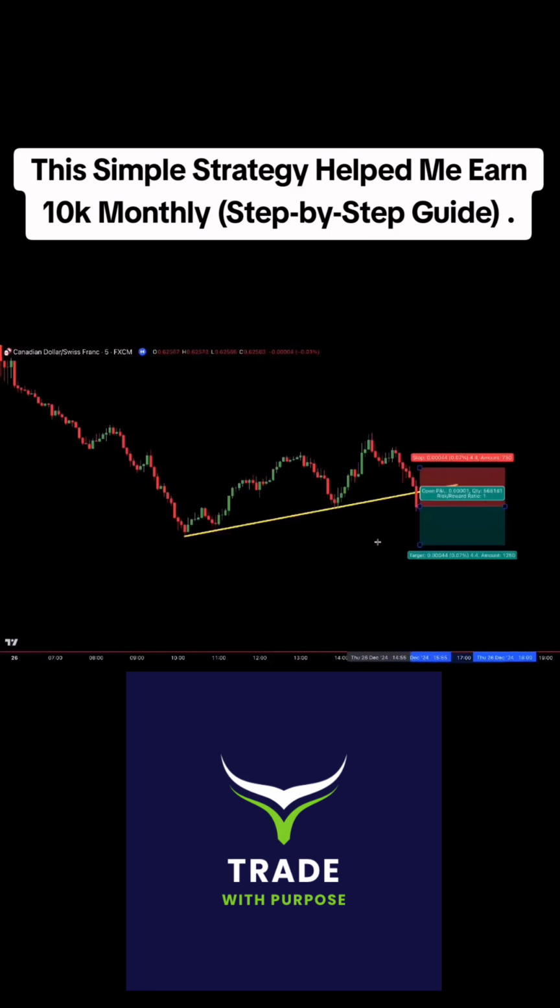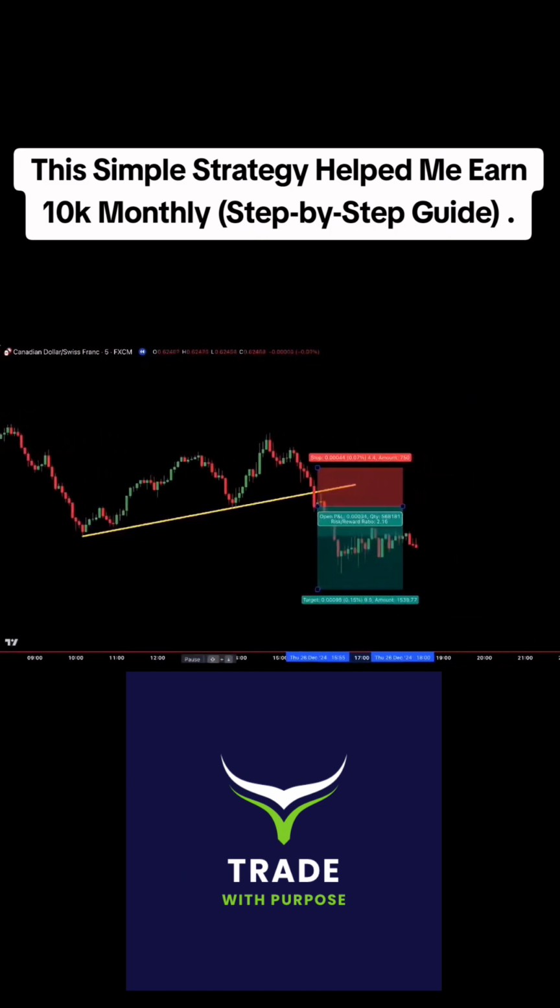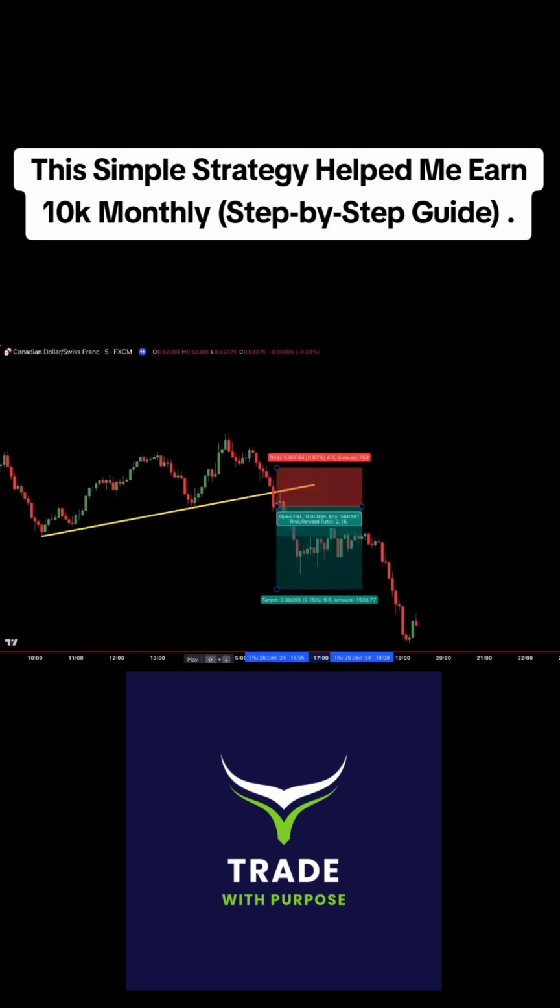Place your entry at the close of the candle that broke below the trend line. Set your stop loss just above the breakout level. Aim for a reward twice the size of your risk. What happened next? The market moved exactly as expected, hitting our target and confirming the effectiveness of this strategy.